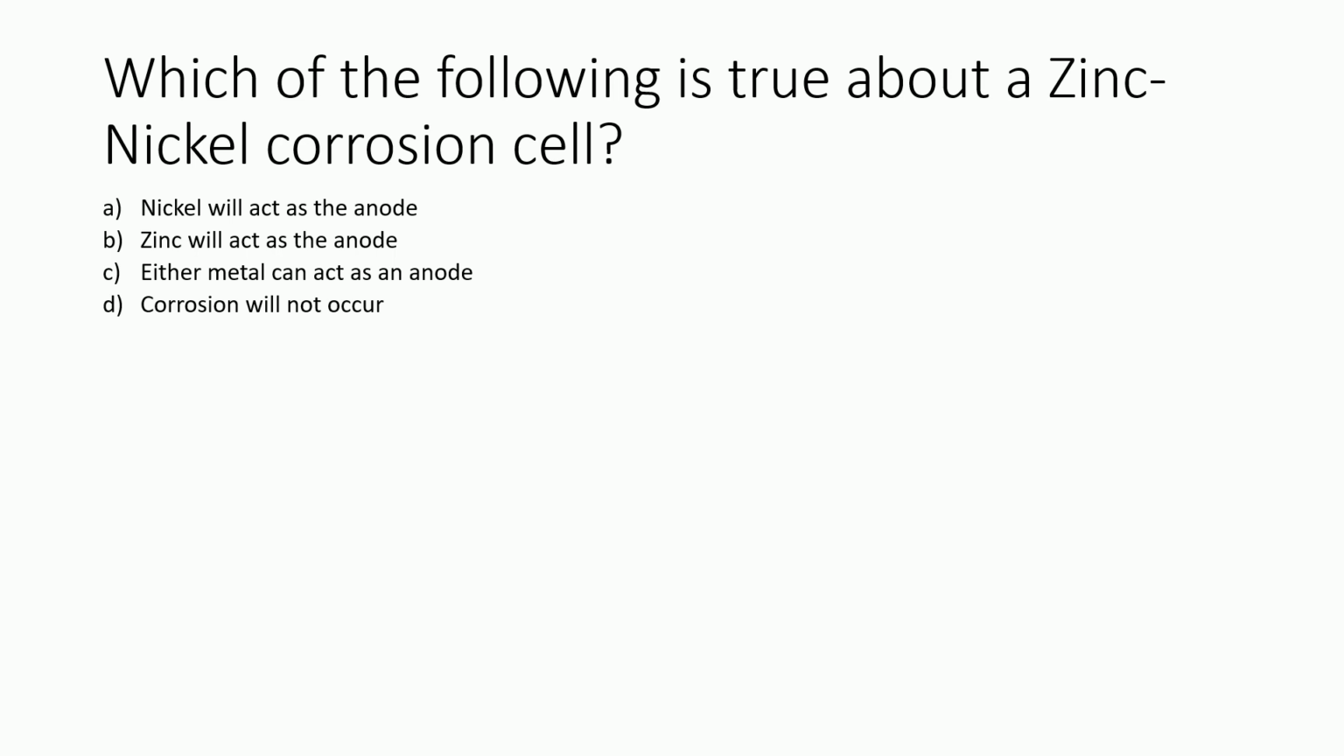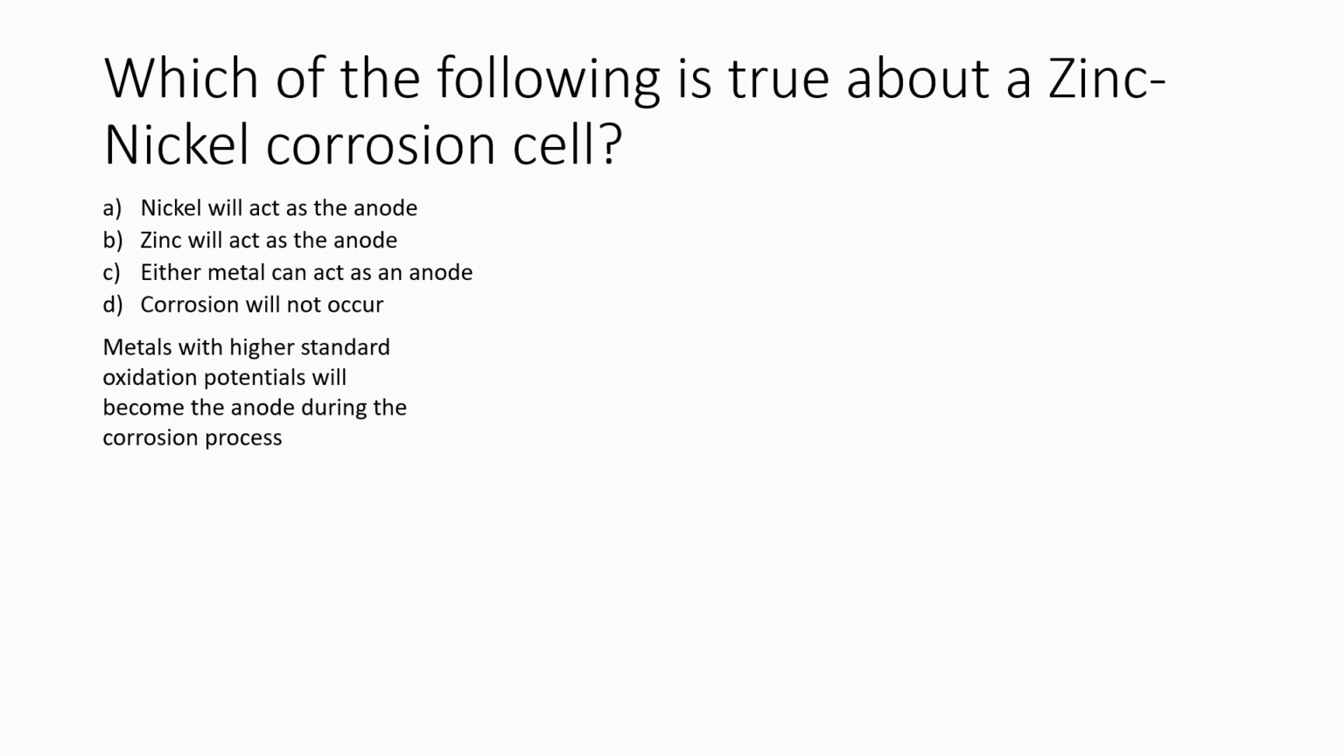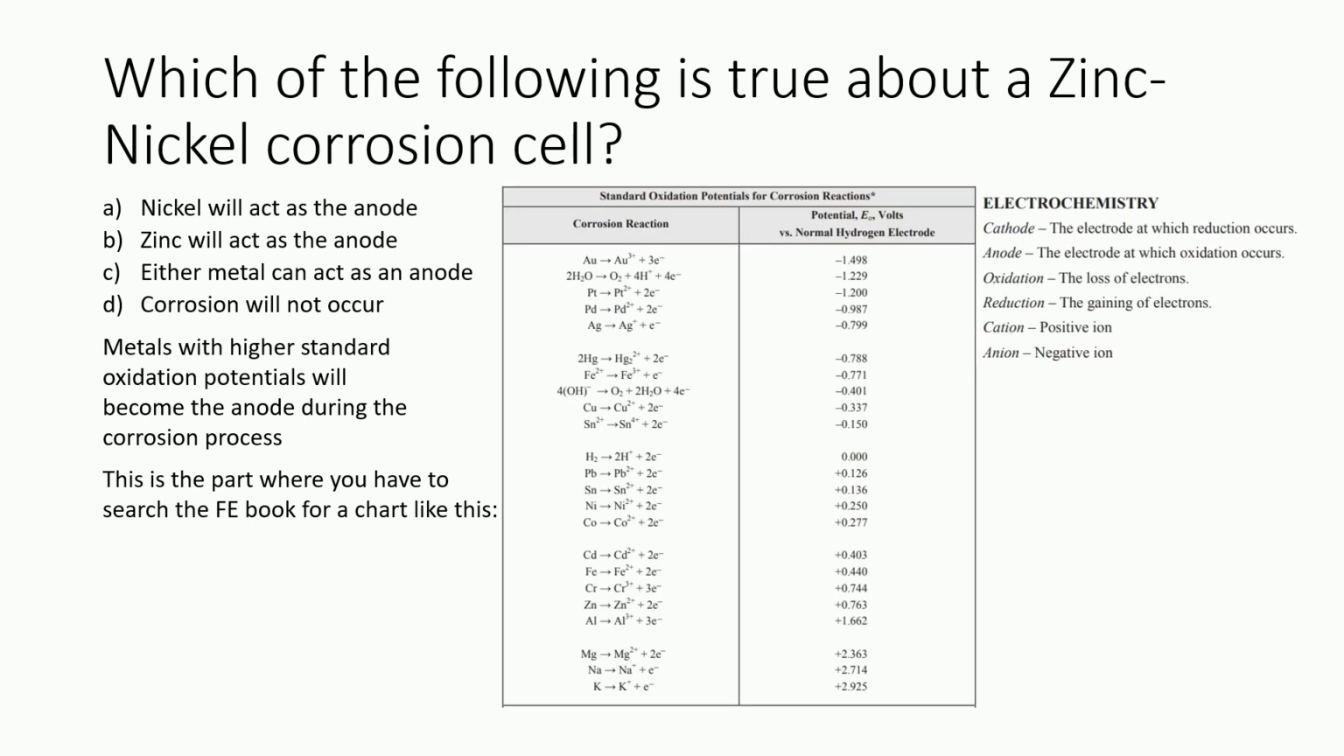For these types of questions, you need to understand that metals with higher standard oxidation potentials will become the anode during the corrosion process. And this is the part where you need to go looking for a chart that looks like this. This came out of this year's FE handbook, it's 2020 right now, and this will be available to you on the FE exam. This image is exactly how it will appear. The electrochemistry portion is actually below it on the FE.